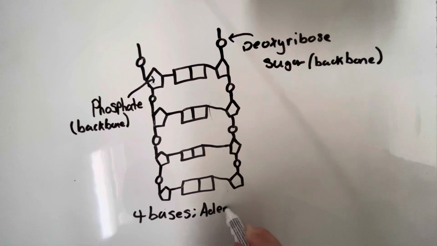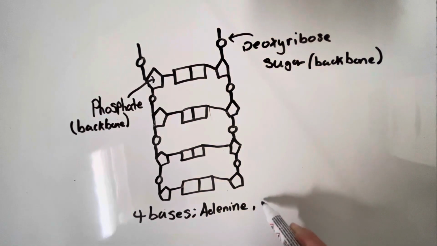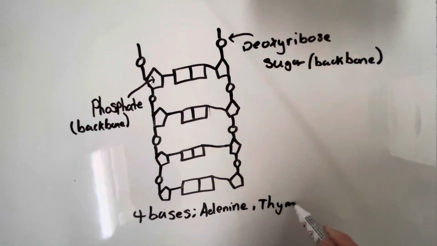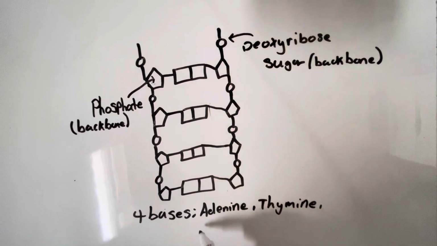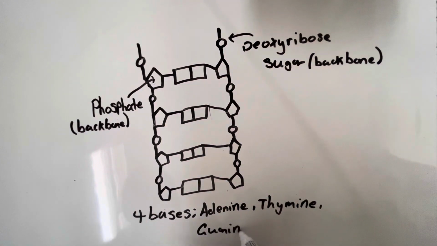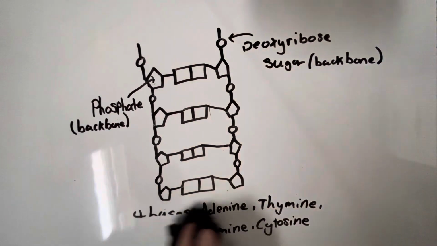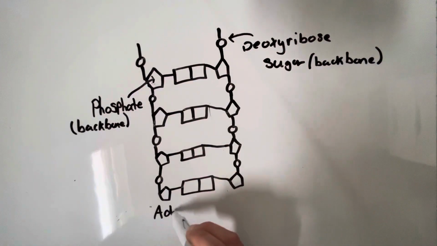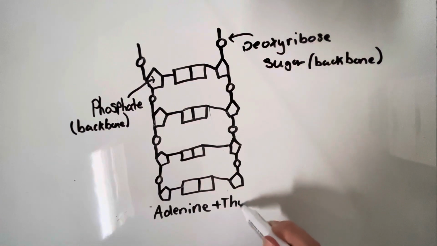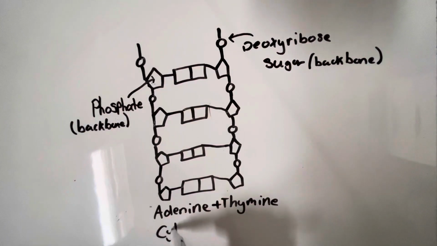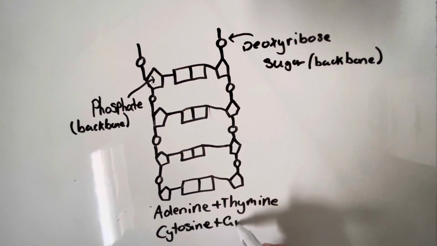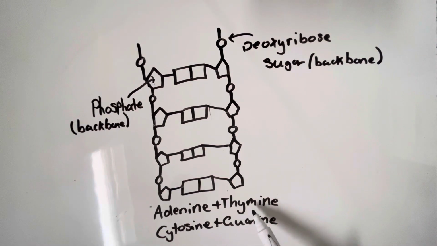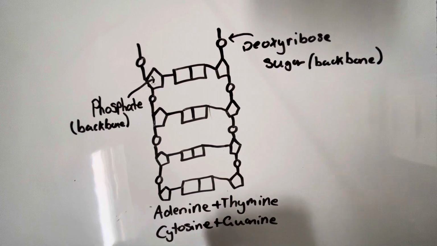Firstly, we need to know that DNA has 4 bases. This will make more sense in a minute. These bases are called adenine, thymine, guanine and cytosine. These bases come in pairs, as you can see, between the phosphate and the deoxyribose sugar. Adenine and thymine always pair together, and cytosine and guanine always pair together. To make this clearer, you would never, for example, find thymine and cytosine paired together, or adenine and guanine paired together.